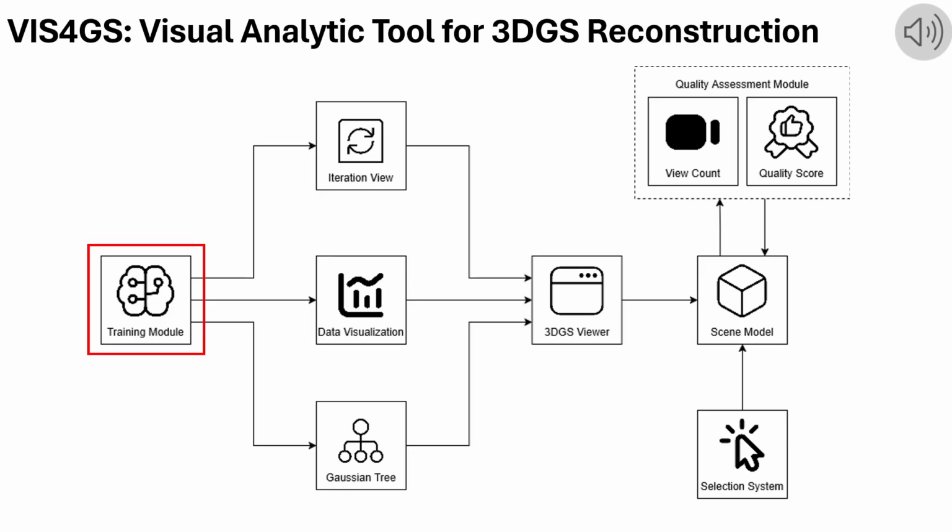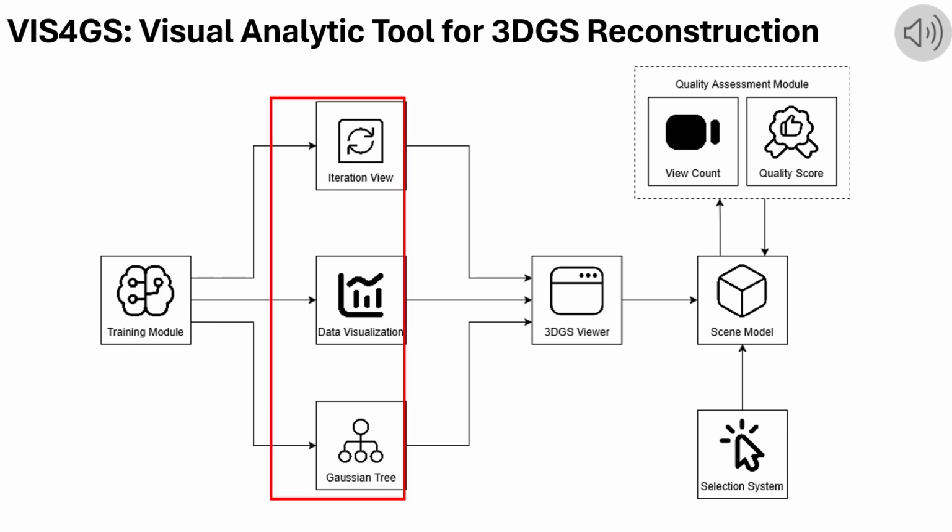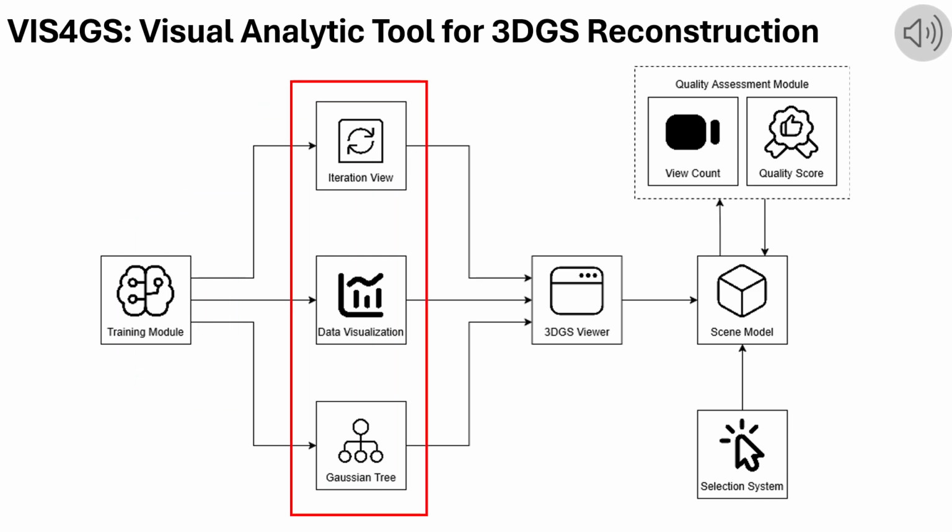First, our system starts with the training module, which generates Gaussian data along with key training statistics. These outputs are then passed into three components: iteration view, data visualization, and the Gaussian tree, allowing users to trace how each Gaussian evolves throughout the training process.